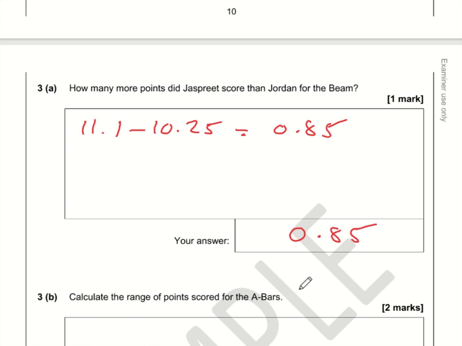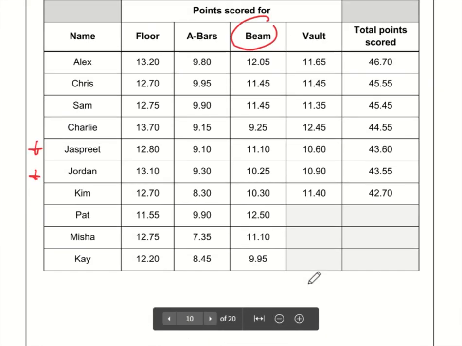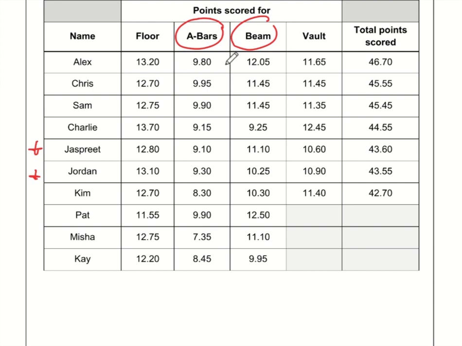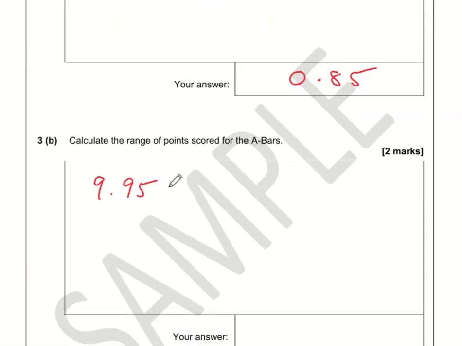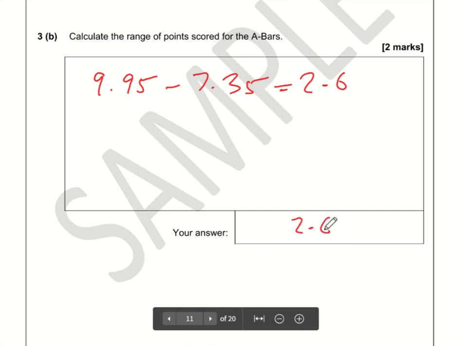Calculate the range of points scored for the A bars. So the range is the biggest take away the smallest. 9.95, anything bigger than 9.95? Nope, so that's the biggest, and the smallest I've got is 7.35. So let's remember those values. So that is 9.95 take away 7.35. So the range is 2.6.